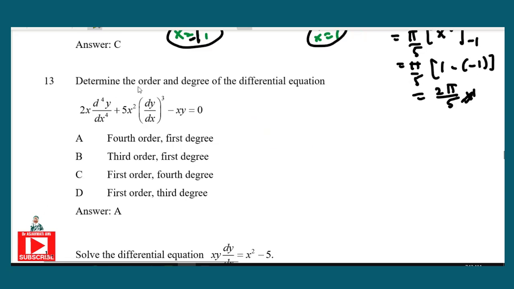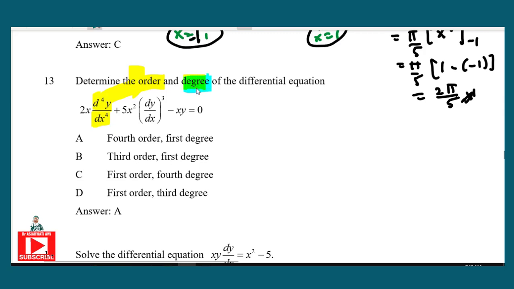Number 13, determine the order and degree of the DE. The order is the highest derivative in the DE. Here the highest derivative is of power 4, so we differentiate up to 4 times, whereas this other one is differentiated just 1 time. Then we find the degree.